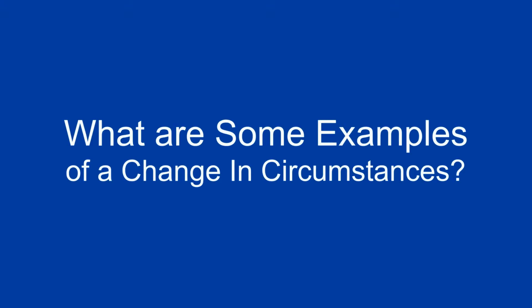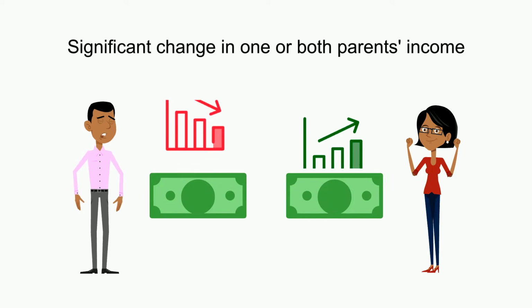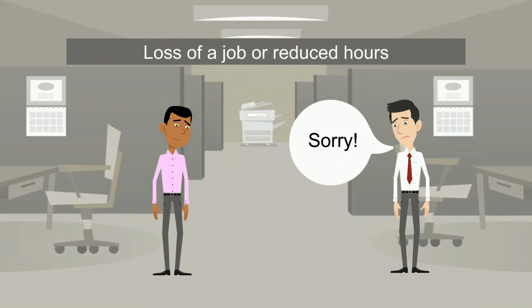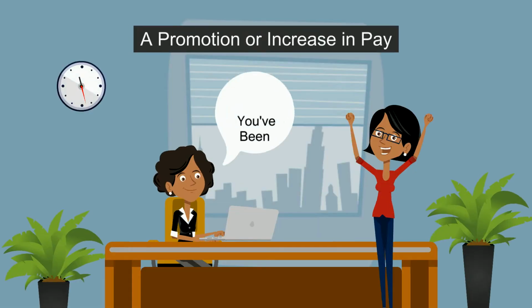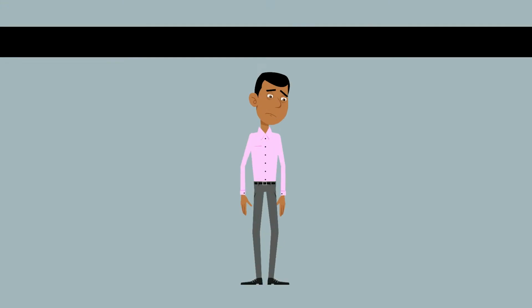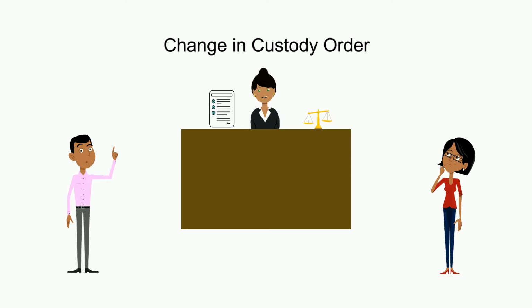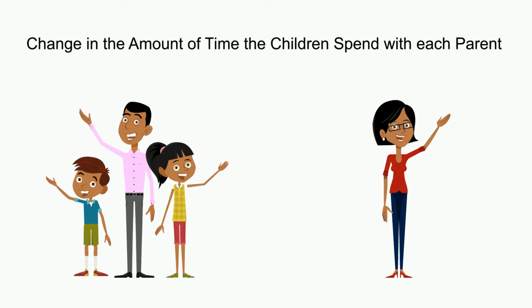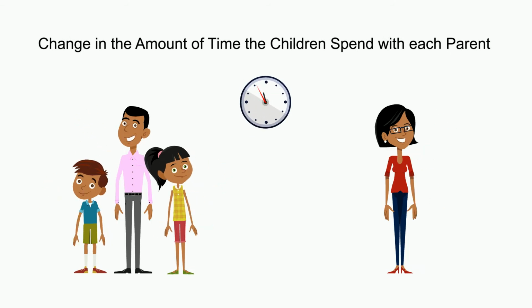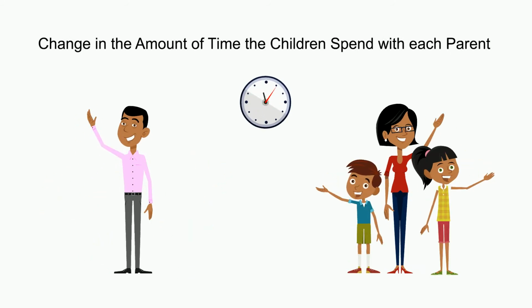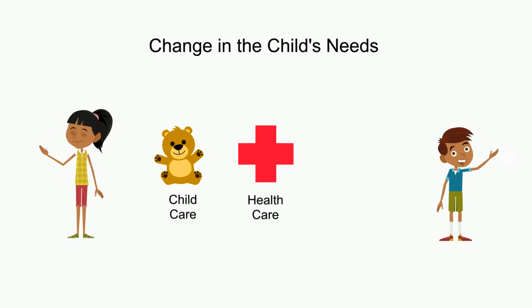What are some examples of a change in circumstances? Significant change in one or both parents' income, loss of a job or reduced hours, a promotion, increase in pay, incarceration, change in custody order, change in the amount of time the child or children spend with each parent, change in the child's needs, for example, childcare, healthcare, education.